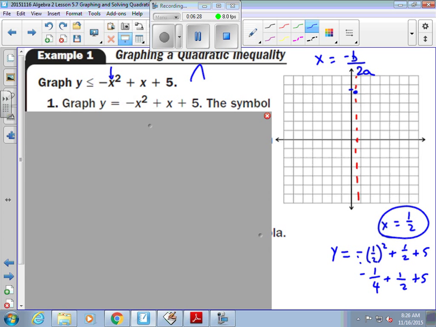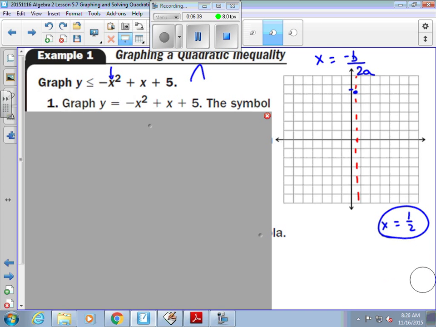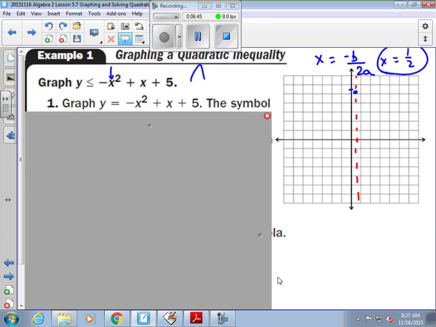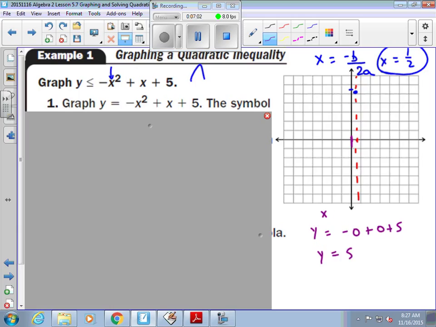Again, you could use 0 or you could use 1. It is easier for most of us to multiply by 0. Even though 1 is an easy number to multiply by, it's easier to multiply by 0. So if we plug in this x value 0, it'll say y is equal to negative 0 squared plus 0 plus 5. Y's value, when you put all of that together, is 5. So when x is 0, y is 5. So that'll be right there.